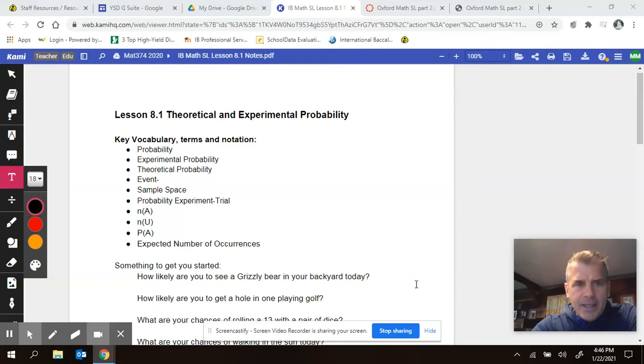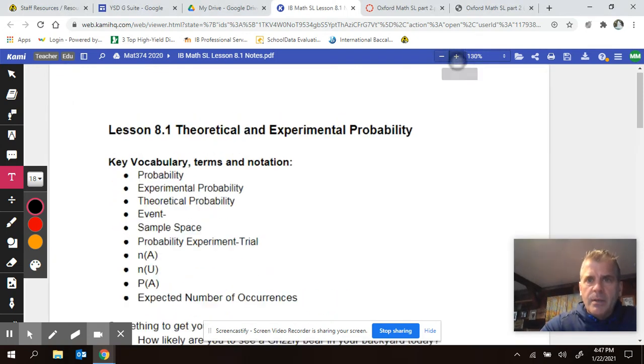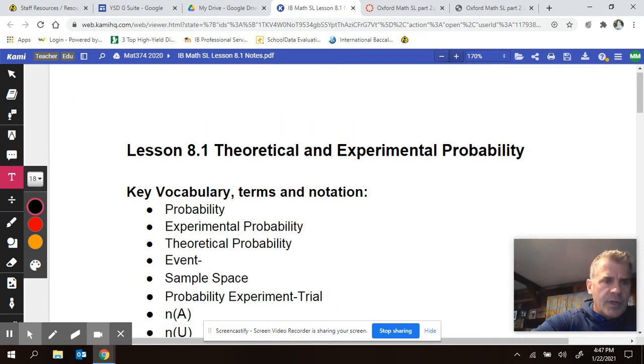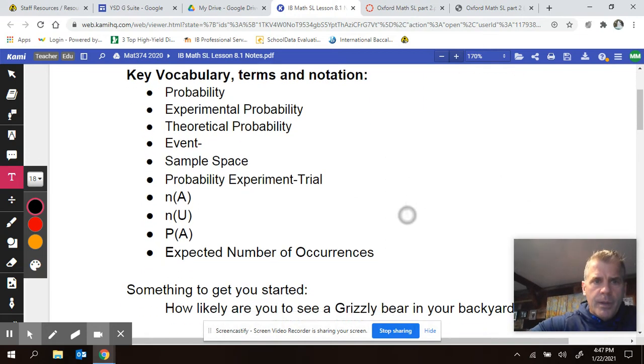All right, let's get into the next part of dealing with theoretical probability. We're going to be looking at some key vocab that goes along with being able to calculate probabilities. And then there's some notation that goes with that. So let's zoom this in a little bit here. This is what you guys are going to be working with.